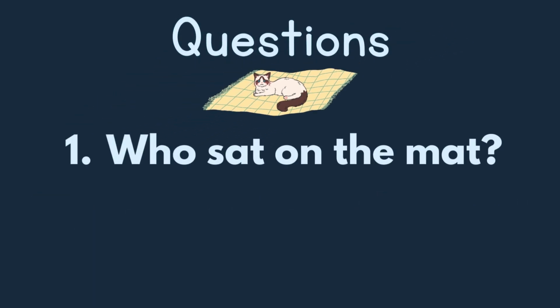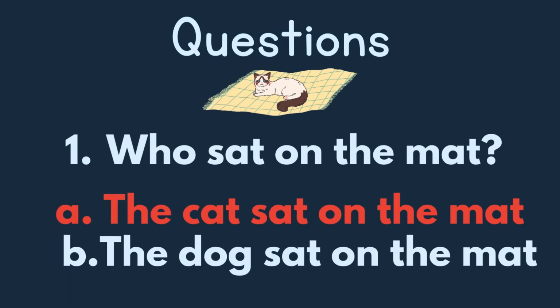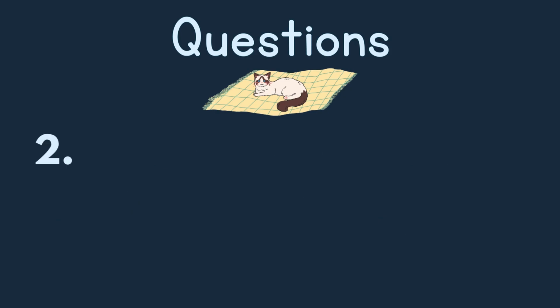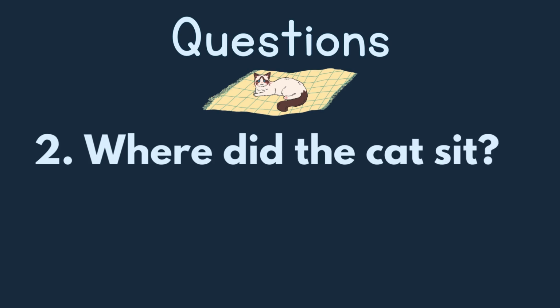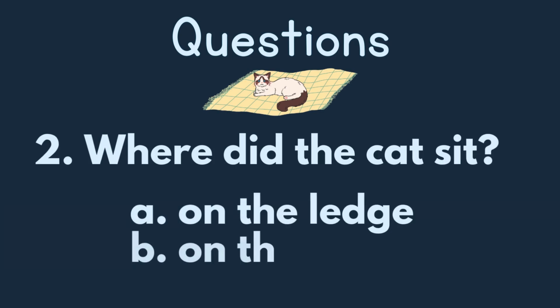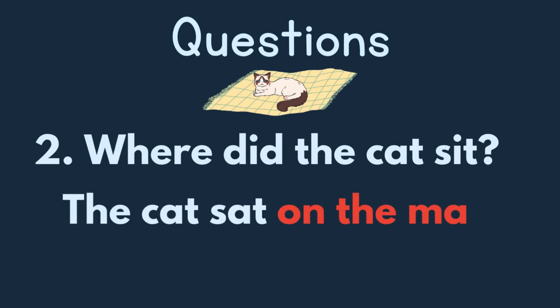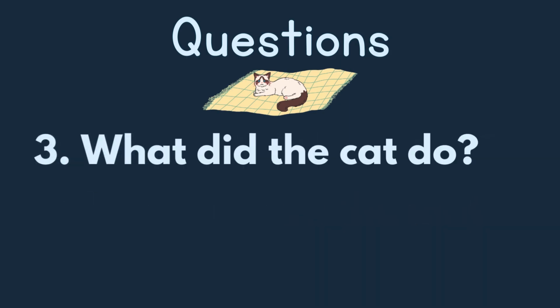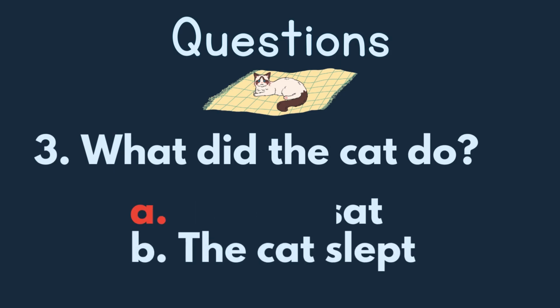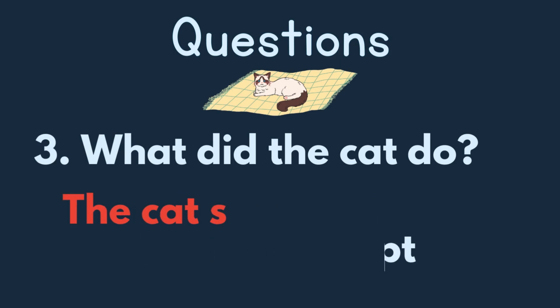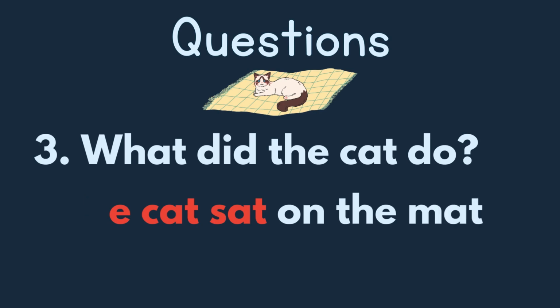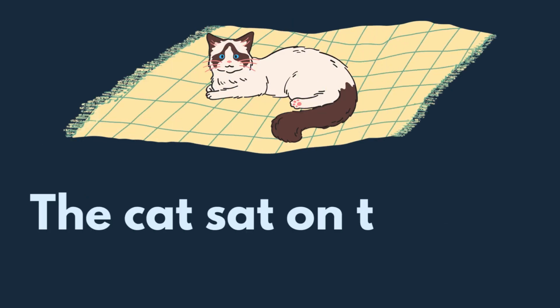Who sat on the mat? The cat sat on the mat. Where did the cat sit? On the mat. The cat sat on the mat. What did the cat do? The cat sat. The cat sat on the mat. The cat sat on the mat.